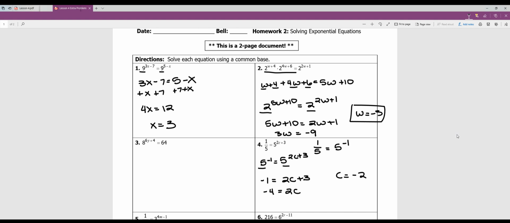Okay, let's do one more. Let's do number 3. I need to find a common base, a like base. I can rewrite 64 as 8 squared. So then I would have 8 to the 6y plus 4 power is equal to 8 squared. I have my common base, so I set my exponents equal to each other, use algebra, and I get that y is going to be equal to -1/3 for number 3.